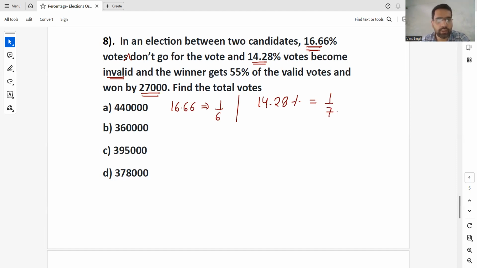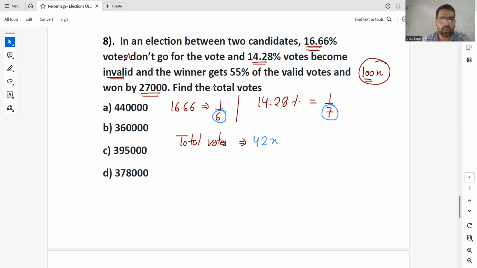In this case, we can't take total votes as 100x. Because we can take 100x, but if we do, the calculation becomes very complicated. Then in this case, we will take the total votes as the multiplication of 6 and 7. So here the total votes become 42x.